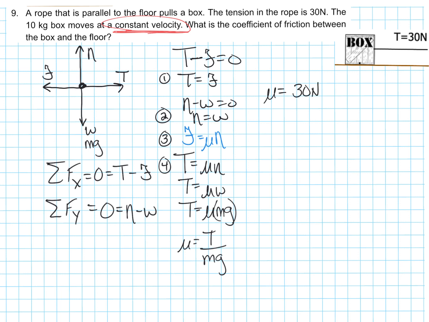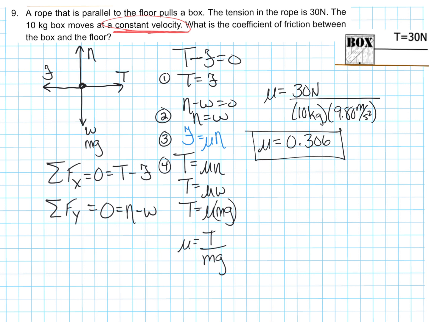Notice that I didn't use any numbers anywhere in my problem until I got to this point where I'm actually doing the calculations. And that's divided by mass times gravity. So that's going to be 10 kilograms times gravity, which is 9.80 meters per second squared on the Earth. So if I do the math, I get mu to be 0.306. So the coefficient of friction is 0.306.